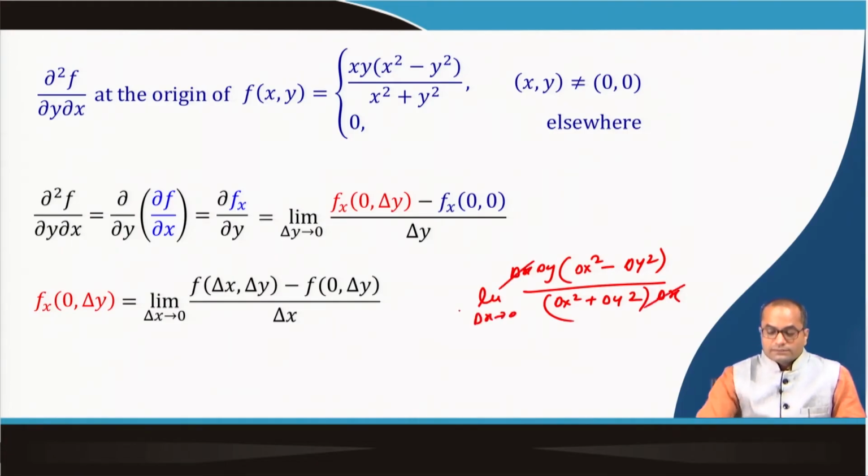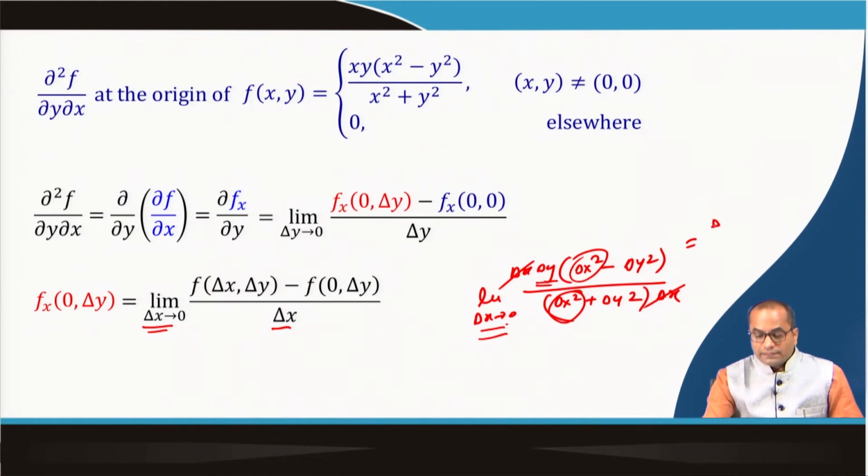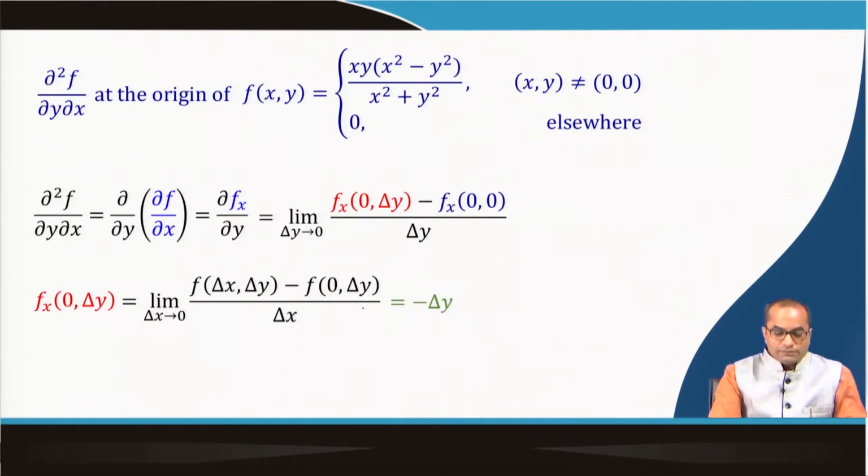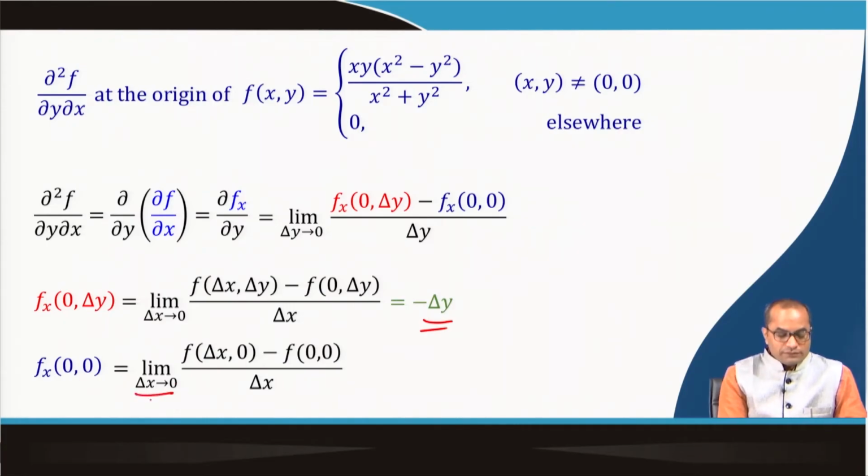So, this Δx gets cancelled, and now we have to take the limit as Δx goes to 0. Here, this Δx and Δx get cancelled. So, when we set Δx to 0, this will be 0 and this will be 0, and then we will remain with Δy, and then minus Δy² over Δy². So, this time we will get a minus sign with Δy. The answer for this limit will be minus Δy.